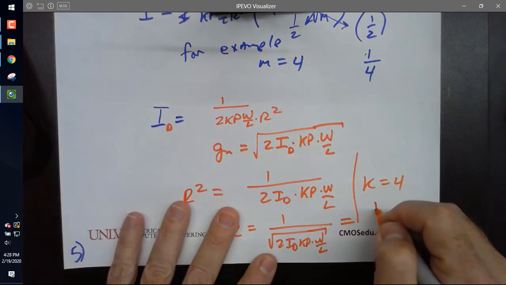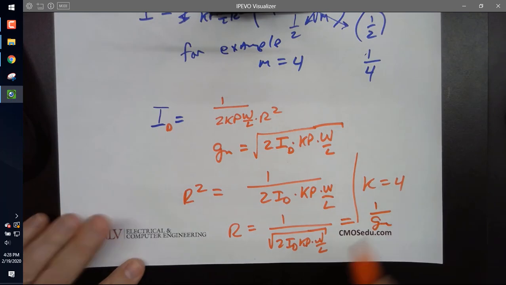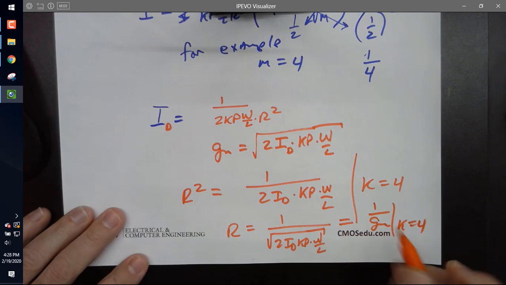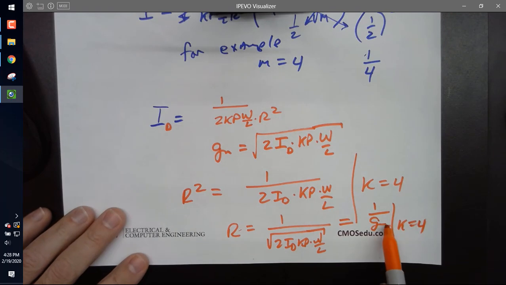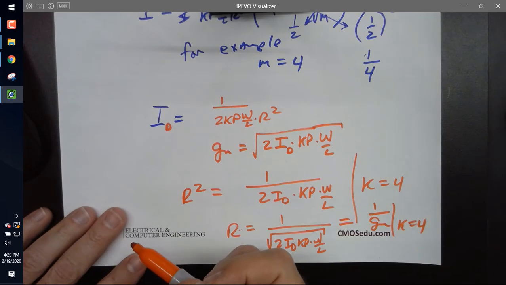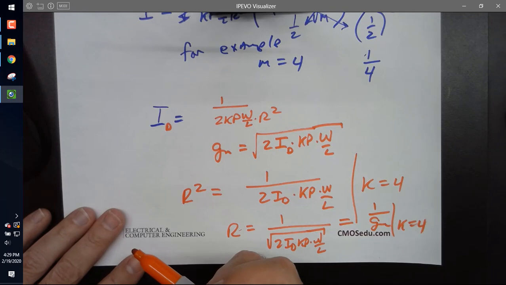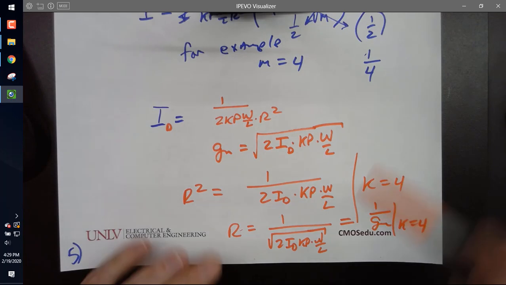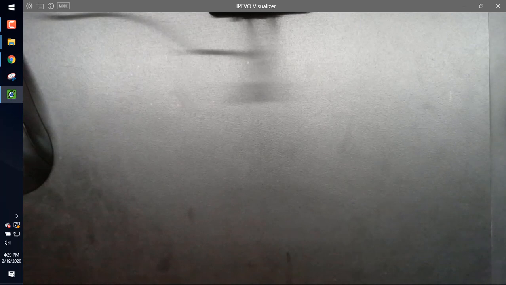All right, 1 over gm. So by doing this, setting K equal to 4, I can set my R to be 1 over gm. Any questions? So let's see it work, shall we? So what's the point of this circuit? So that we can have the same current mirrored at VDD. Yeah, we can set the current and the gm based upon the resistance.